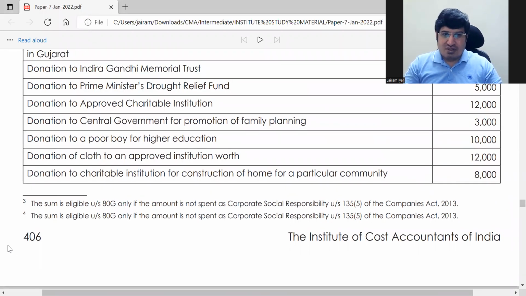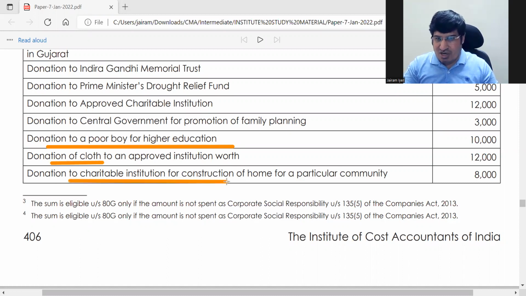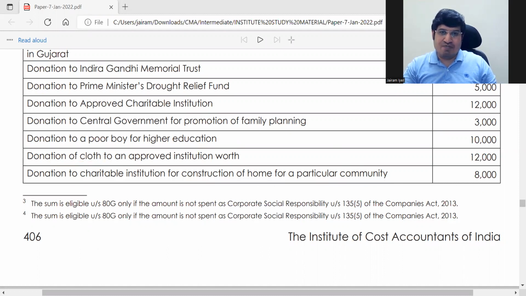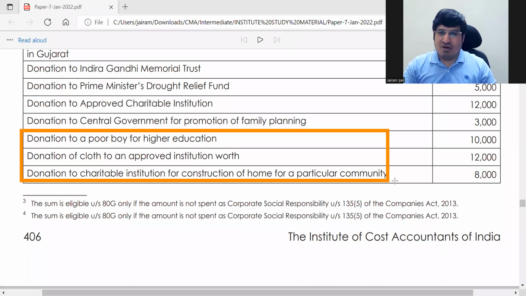Okay, so the last three, if you see, you will understand yourself. Donation to a poor boy, it's not donation to an association, correct? You will not get anything for this. Donation of cloth, donation in kind, it's donation in kind, you will not get. Donation to charitable institution for construction of home of a particular community, there is no such deduction for construction of home of a particular community. Okay, which is why these three you will exclude. These three will not qualify.